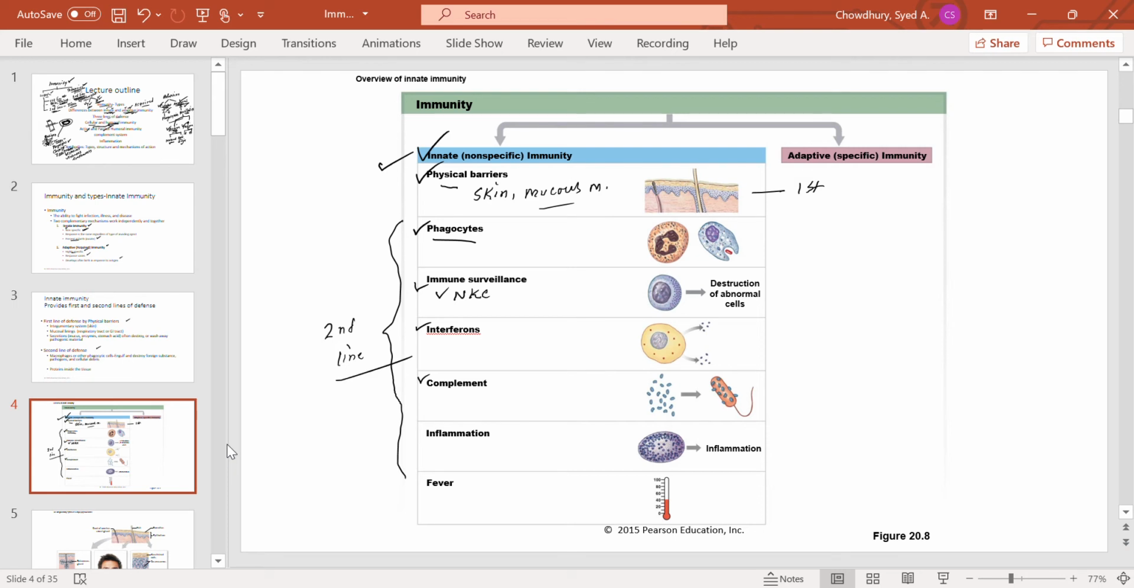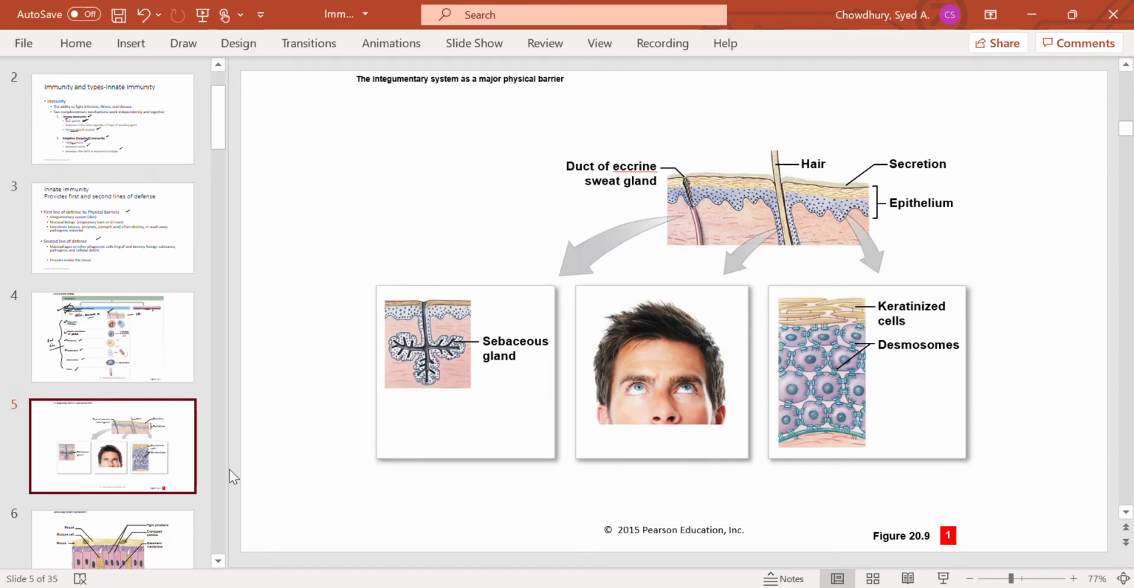Okay, we'll talk about the interferons, complements, inflammation, and fever. Just know that all these belong to the innate immunity, which is non-specific and gives first and second lines of defense. And adaptive immunity is highly specific and gives the third line of defense.